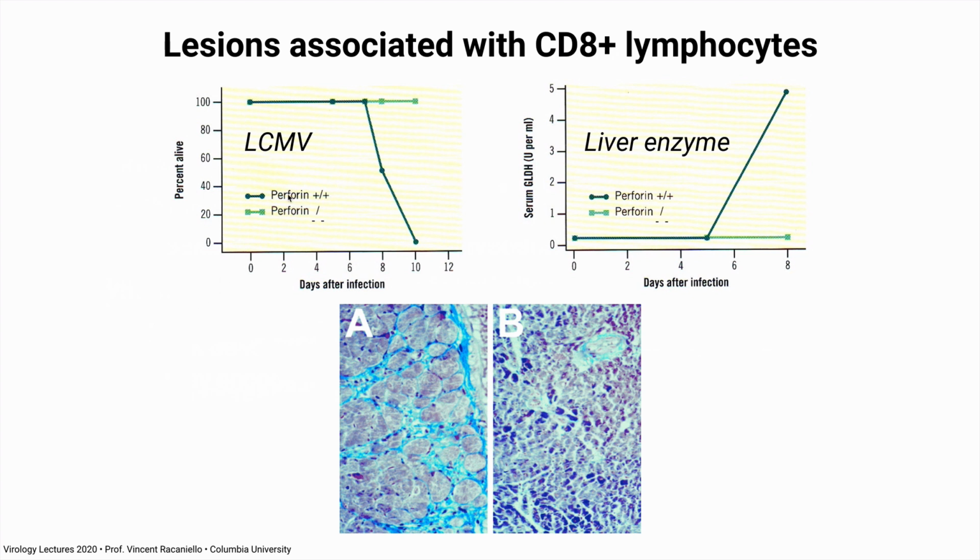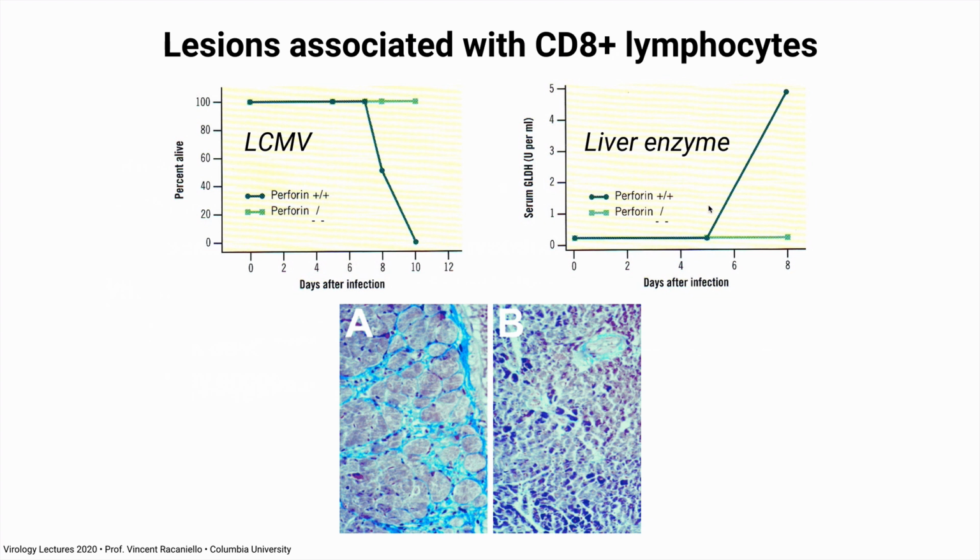Here on the top are some experiments done with LCMV. And we're looking at two different kinds of mice here, wild-type mice and mice lacking the perforin gene. Remember, perforin is one of the proteins of cytotoxic T lymphocytes that pokes holes in the membranes of target cells. So wild-type mice, when infected with LCMV, the dark green lines, within 10 days are all dead. Perforin knockouts all survive. This implicates cytotoxic T lymphocytes, CD8 positive lymphocytes, and particularly the cell killing mediated by perforin.